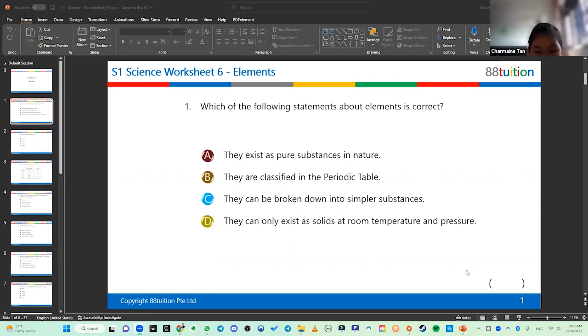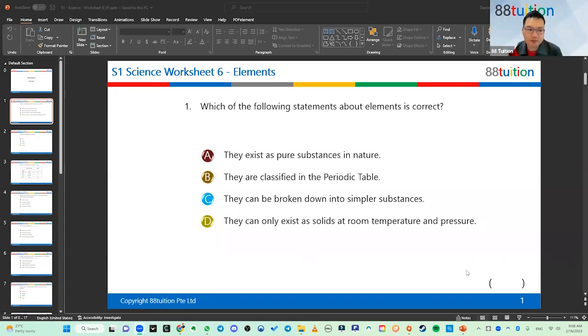They exist as pure substances in nature. Is this correct? Elements exist as pure substances in nature. Okay, we come to that later. Statement B, Aaron. They are consistent in the periodic table.